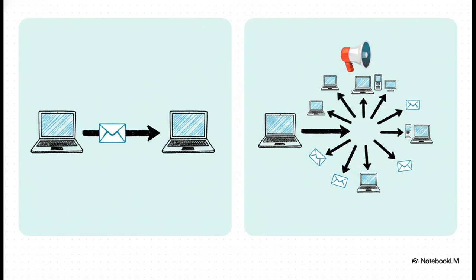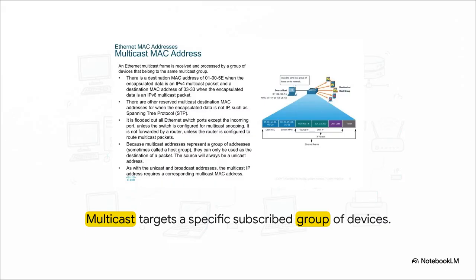That's a broadcast. It floods the entire local network using a destination address made up entirely of Fs, literally FF-FF-FF-FF-FF-FF. When a frame has that all-F address, every single device on the network is forced to stop, receive it, and process it. And then we have this very clever middle ground called multicast.